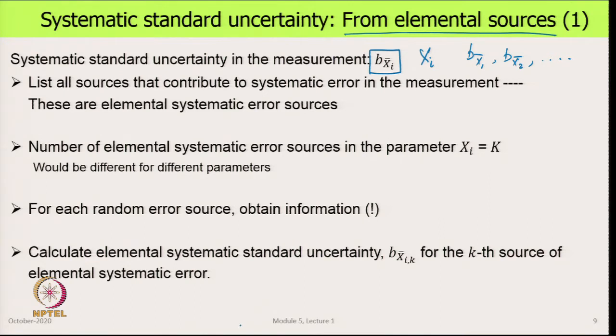So, first we list all sources that contribute to systematic error in a measurement. These are the elemental systematic error sources, that is what we have. So, we make a list 1, 2, 3, 4, as many as we can think of. Again, who makes it? The experimenter.